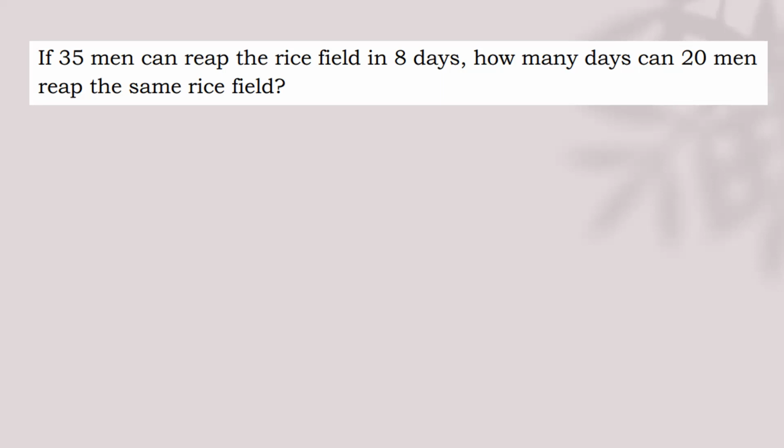Kung kumonti ang trabahador, ano kaya mangyayari sa number ng days ng paggawa nila? Tataas o bababa? Tatagal ba o bibilis? Tatagal po. So ibig sabihin, it's indirect proportion. So ang magiging arrangement natin ngayon ay number of men times days equals number of men times days. Yan ang arrangement natin.